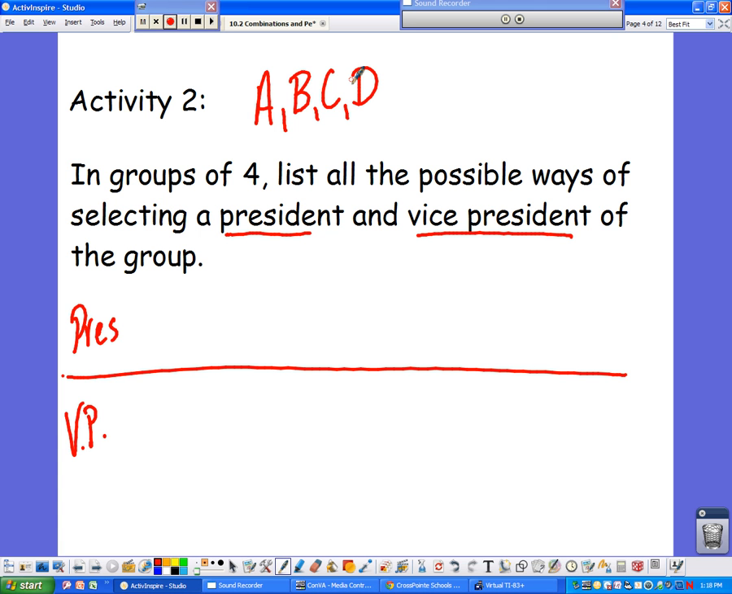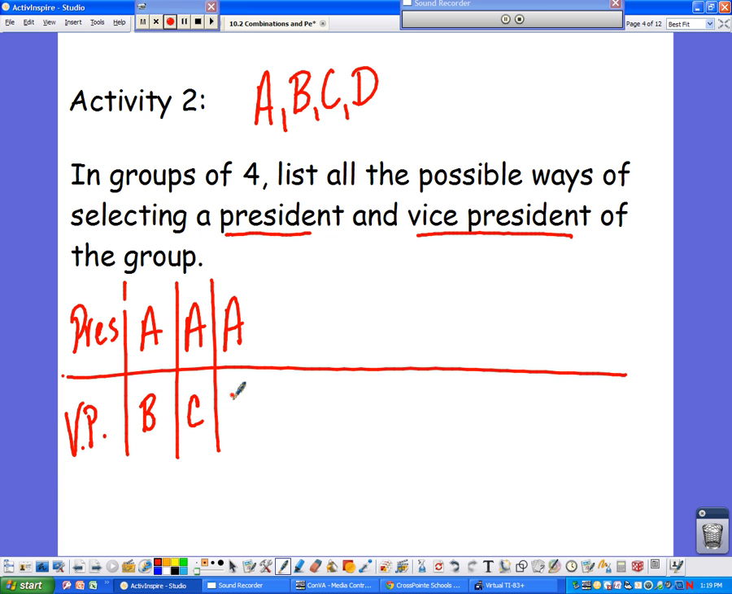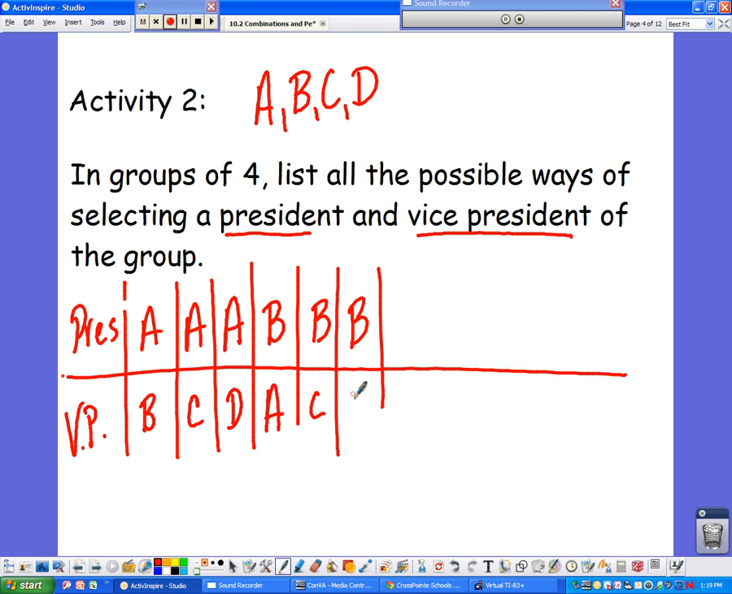Okay? So I could have person A be the president, and person B could be the vice president. Or I could have person A be the president and person C be the vice president. Or I could have person A and person D be the vice president. Okay? Now, if B gets elected president, we could do the same thing. We could have A be the vice president, C could be the vice president, or person D could be the vice president. Okay? And the same pattern for C.